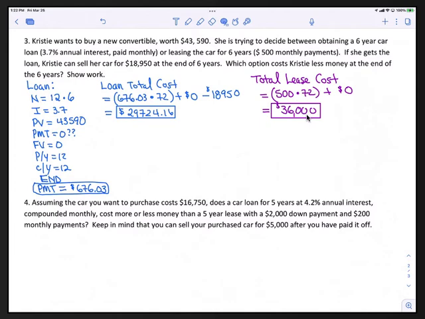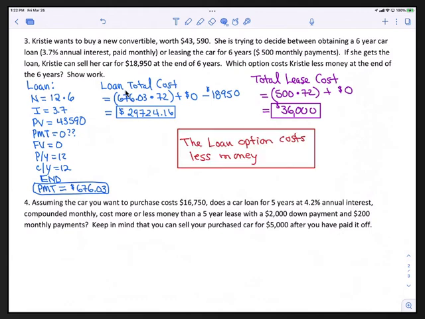Now the final question is, which option is less? Well, obviously this $29,000 is less than the $36,000, and that is the loan option. So the loan option costs less money.